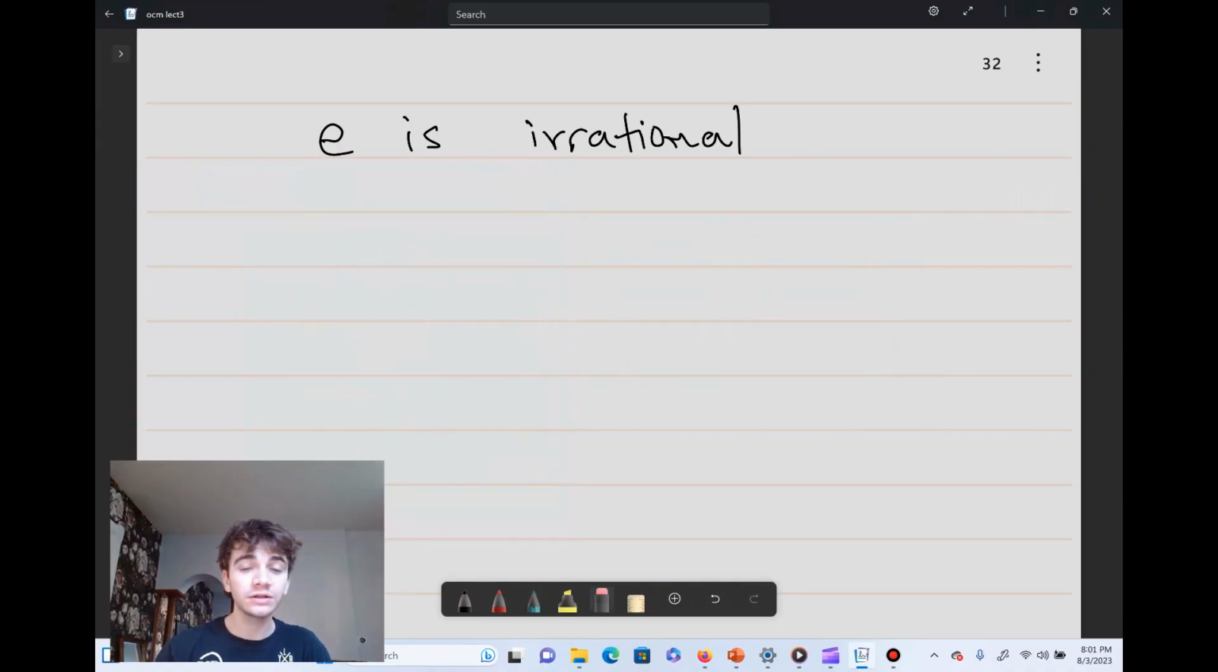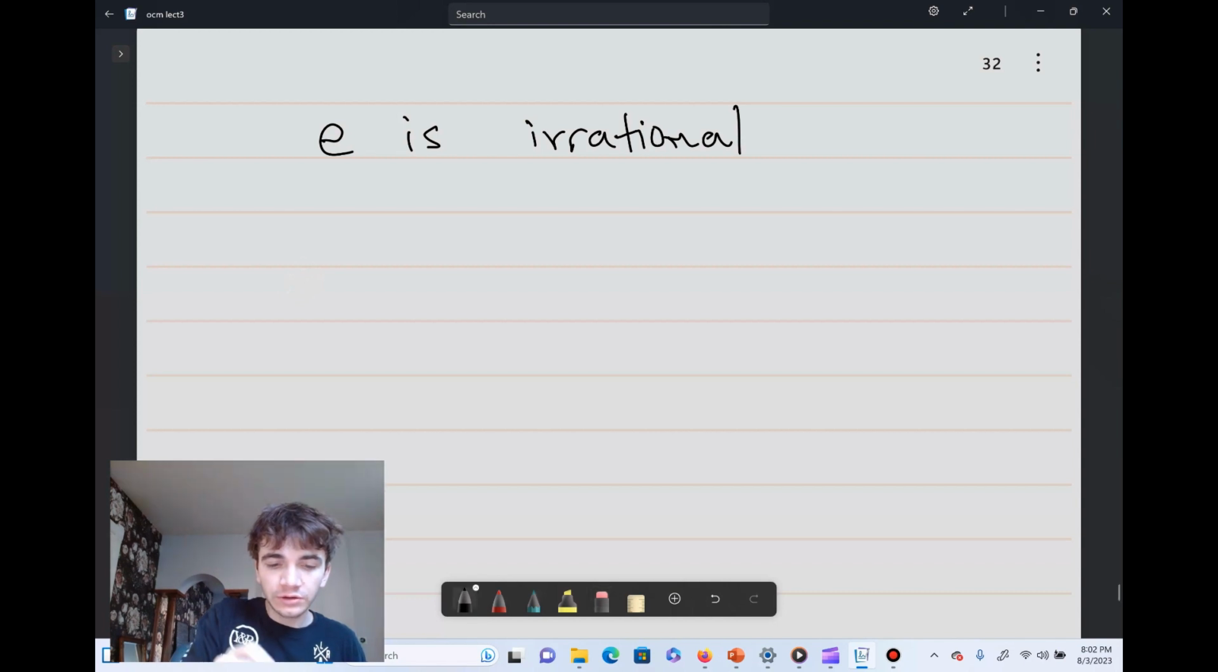going to be discussing why e is an irrational number. So, as you might know, there are many possible derivations of the number e. We're going to just use the Taylor expansion of the exponential.